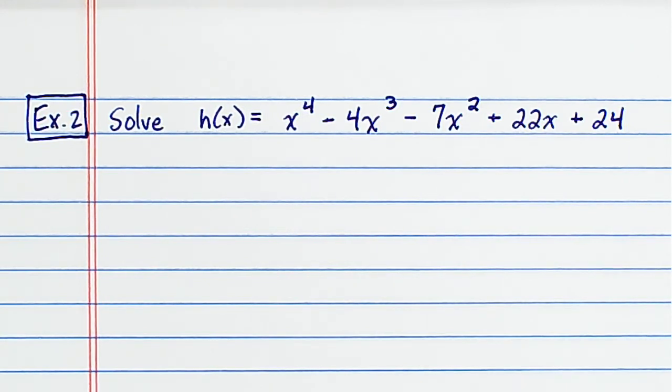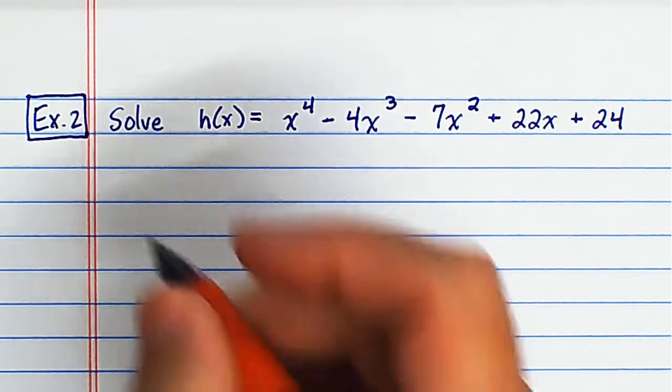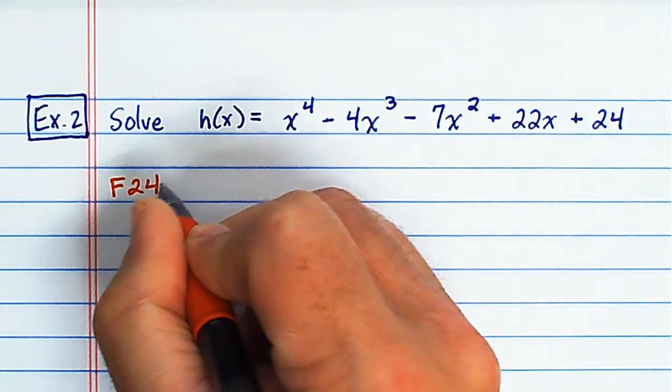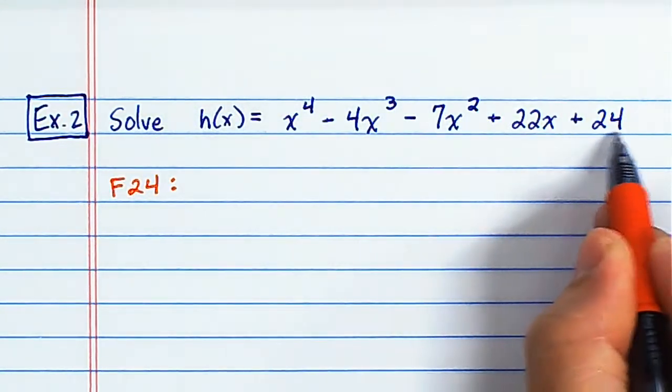Too many terms for grouping, too many terms for making the x, too many terms for sum of cubes, difference of cubes, difference. None of those are going to work. So the only way we're going to be able to factor this down and solve it is using the rational zero theorem. So I'm going to start with the factors of 24, which is my constant in the back here.